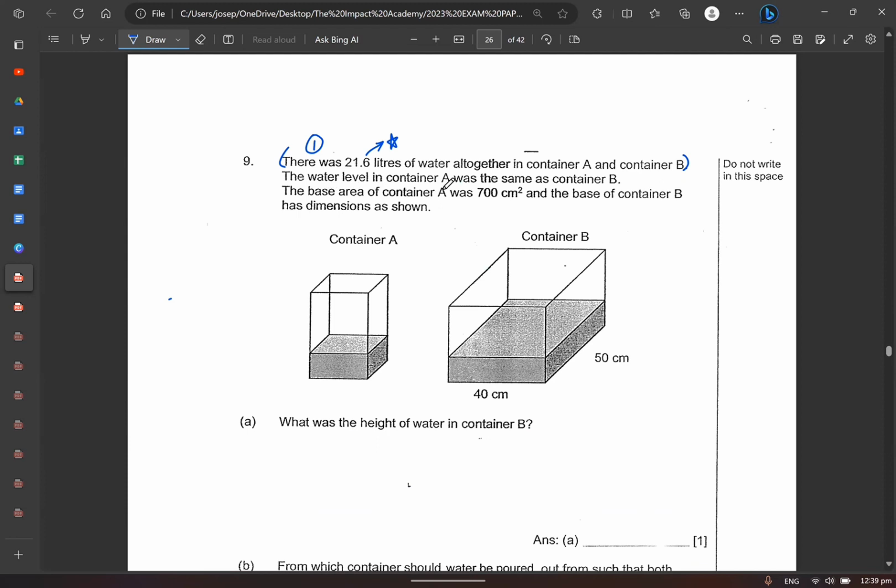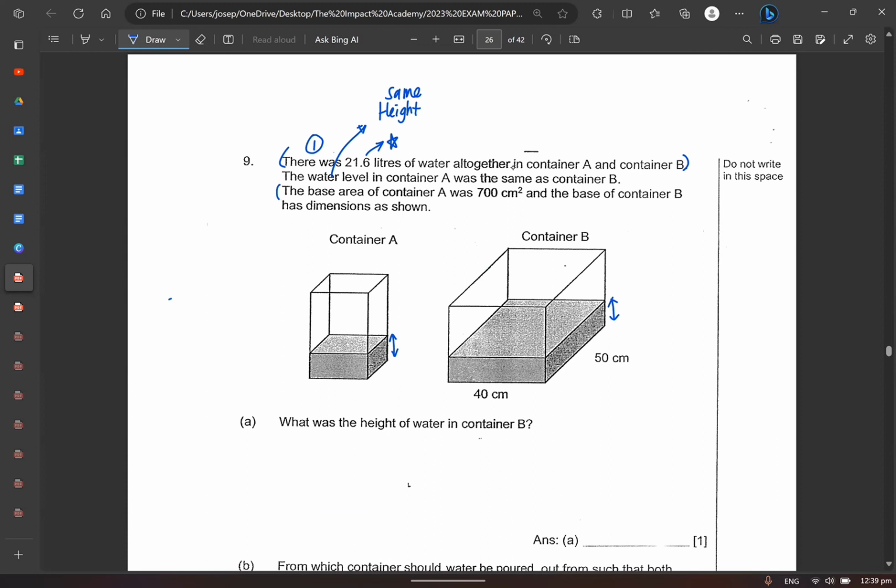Okay, and the water level in container A was the same as container B. When they say water level, it means that they have the same height. Okay, so I'm just going to write same height over here. The height that is over here and the height that is over here is the same.